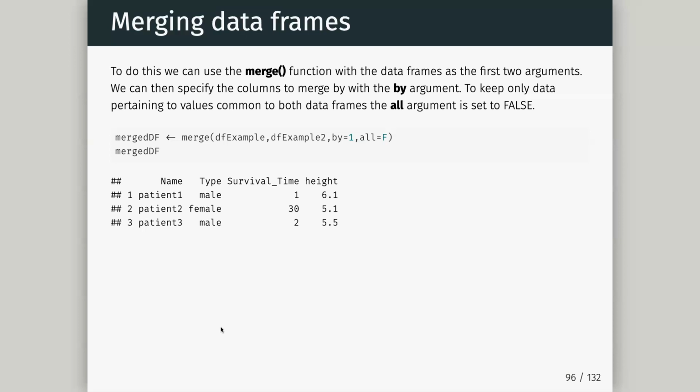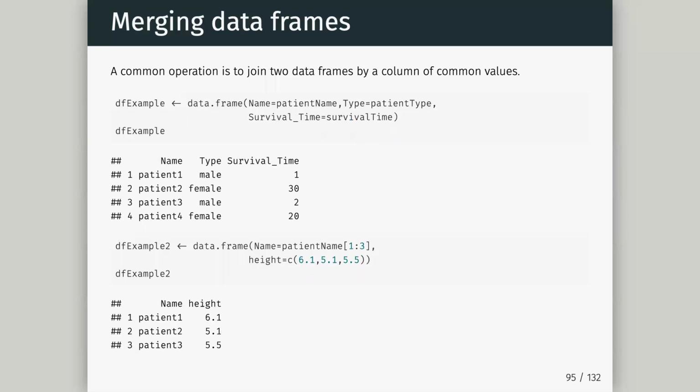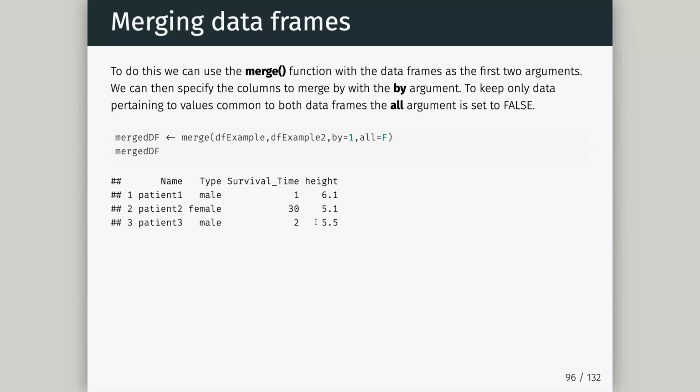The all equals false or all equals true. We've got an exercise on this, but if I said all equals true here, it would have brought in the patient 4 information, the table it was in. So I would have got this information here, patient 4, female 20, but where it had height information, I would have had NA. So you're going to see NA by 1.